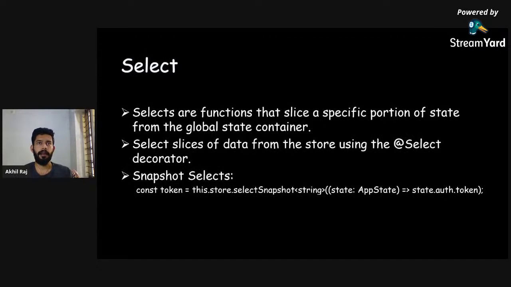And another thing is select. I already said that select is a function that slices a specific portion of state from the global state container. The state container may contain some larger data. At that time, we need to slice to show a specific portion of that state, because if we are using multiple kinds of data like users, animals and cars, we can easily slice it using the select function in that library.